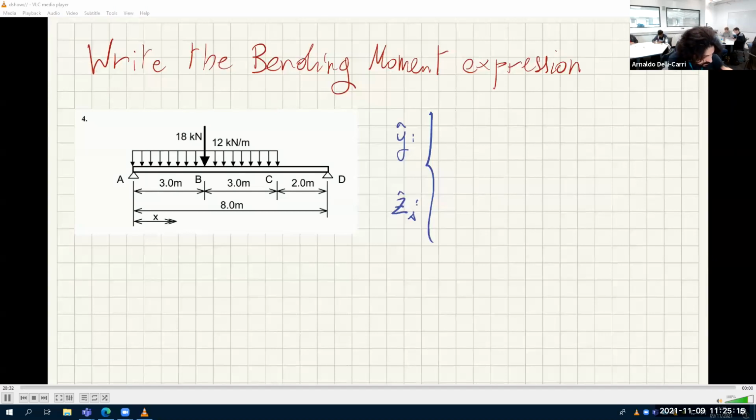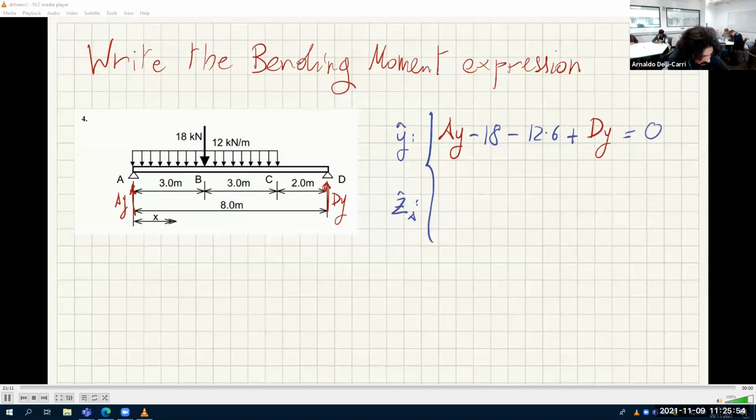So in y, I have AY, let's call this AY, and let's call this DY. So I have AY minus 18 kilonewtons minus 12 times 6 kilonewtons plus DY equal to 0, because this is in equilibrium.